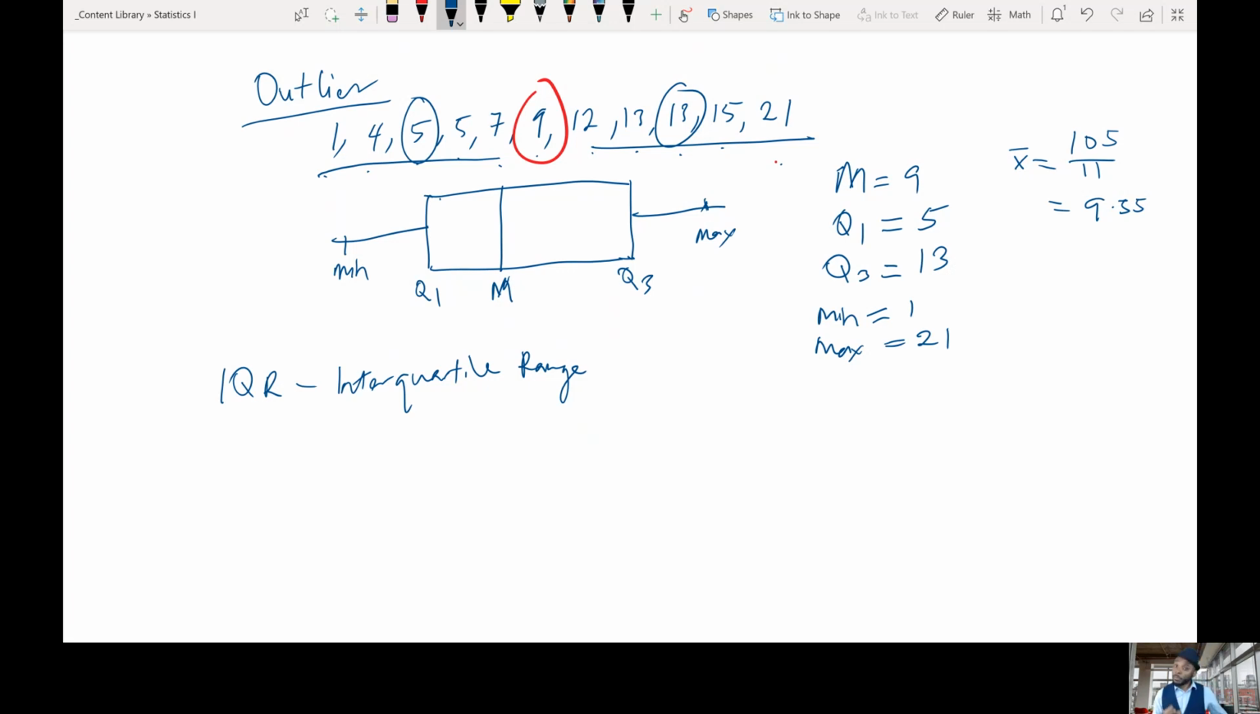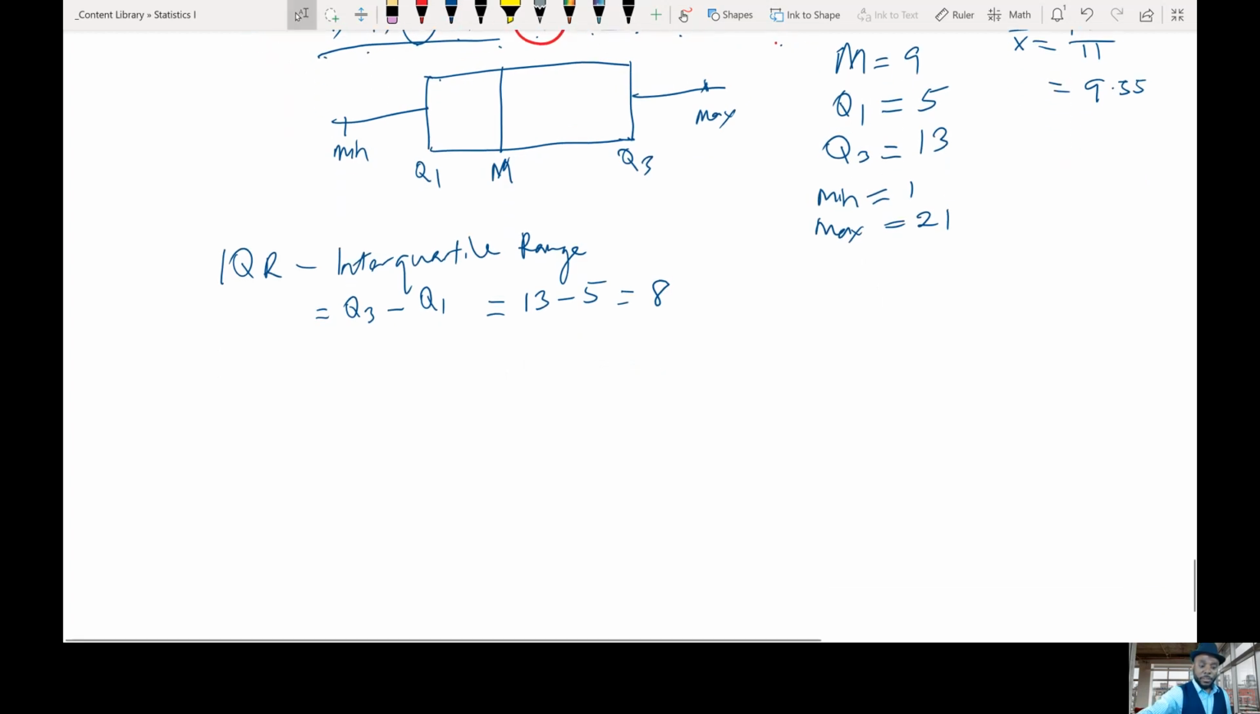All right, and if you have any question, please don't fail to ask. So our IQR is simply equal to the third quartile minus the first quartile. In our example here, that would be 13 minus 5. And what's that? That's 8. So our interquartile range here is 8. That's how to find the interquartile range. The interquartile range represents the middle 50% of our data.